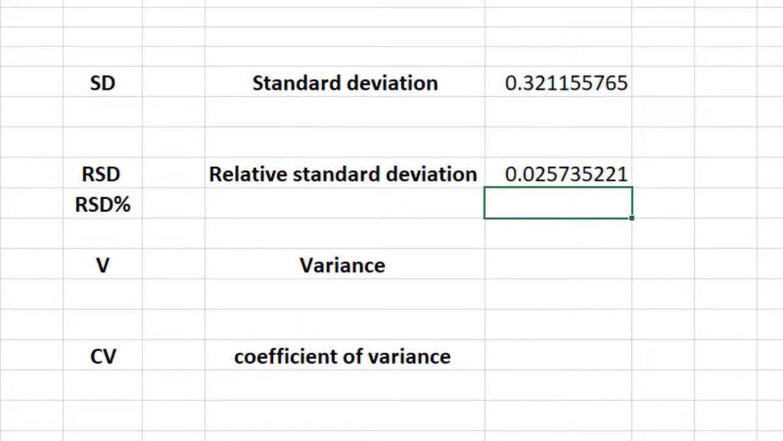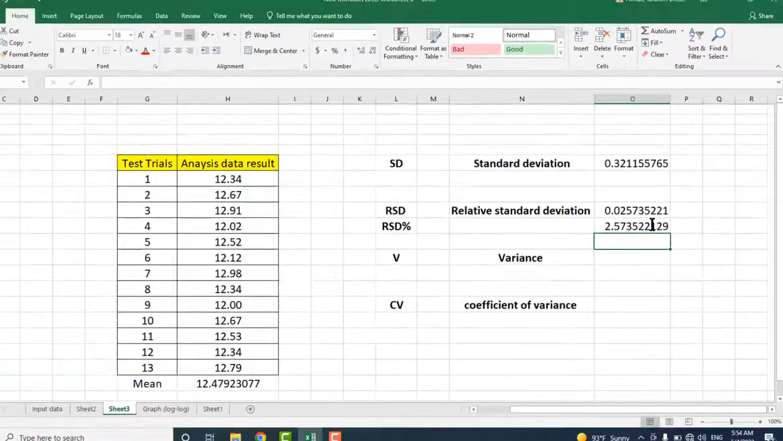But we always express the RSD in percentage, so I'm gonna do equal sign and this number here, and put it in a percentage, multiply it by 100, and here we go. That is the value for the relative standard deviation.